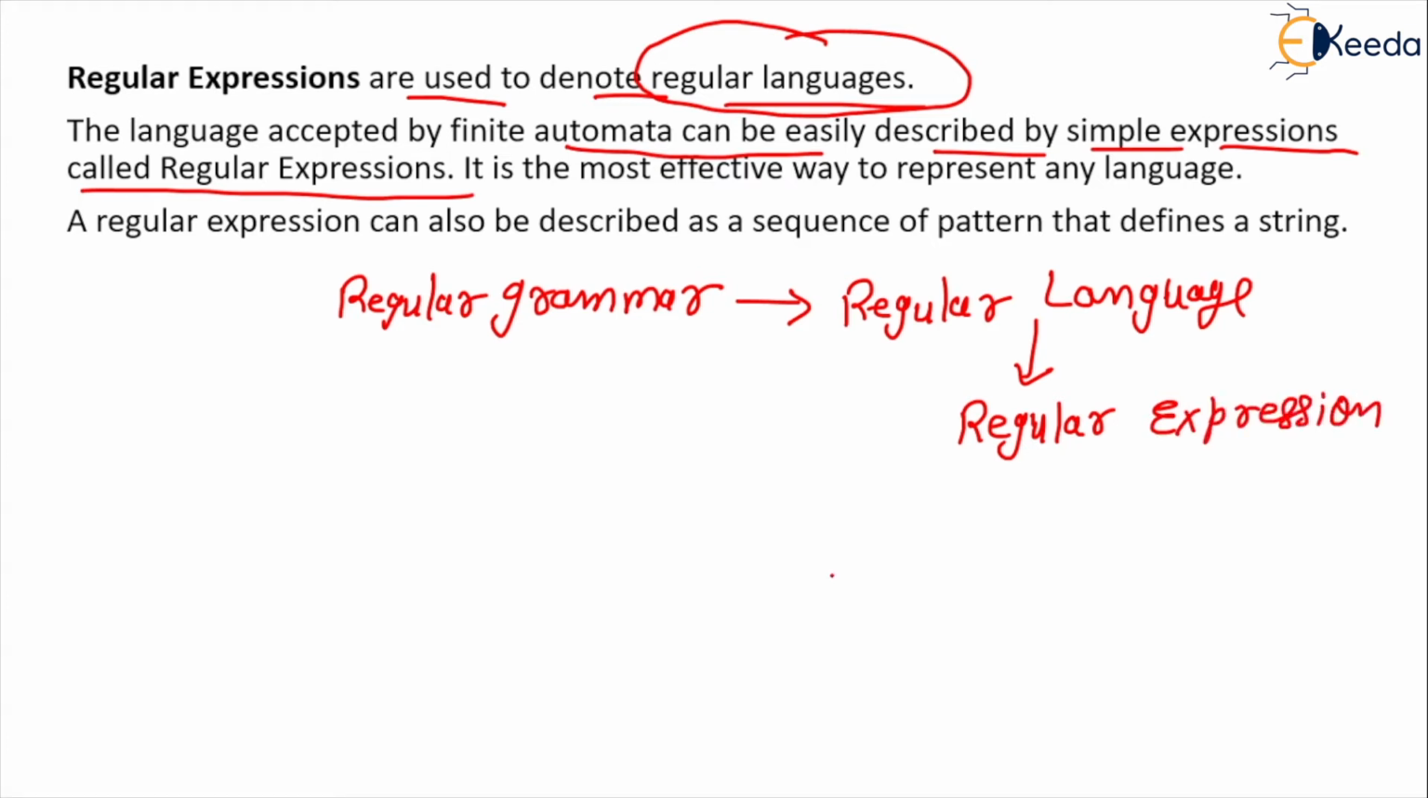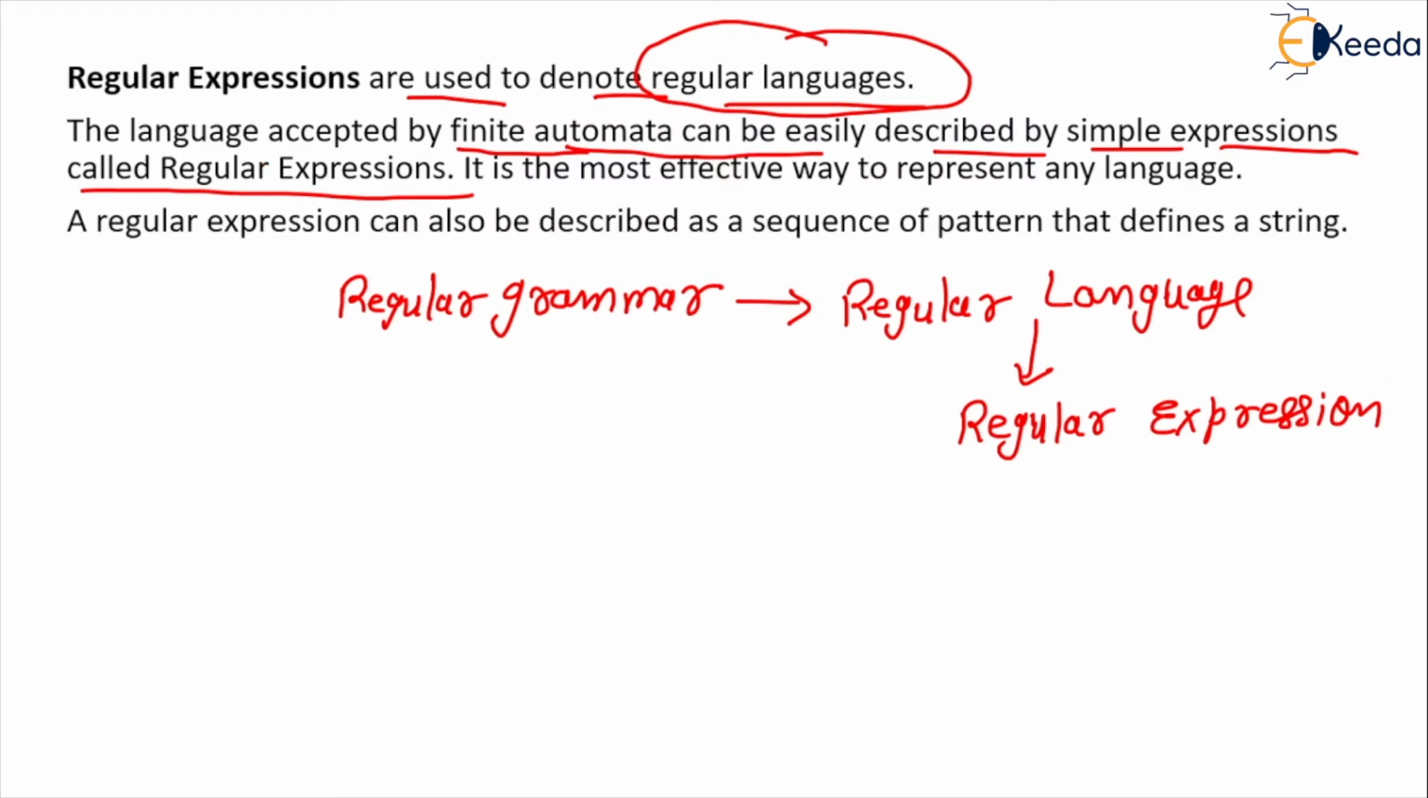And how to identify that a particular expression or language is regular or not? We know that there is one type of machine called the finite automata, which is used to recognize the language called the regular language, and it is also used to recognize the expression called the regular expression. That's why the language accepted by finite automata can easily be described by a simple expression called the regular expression.